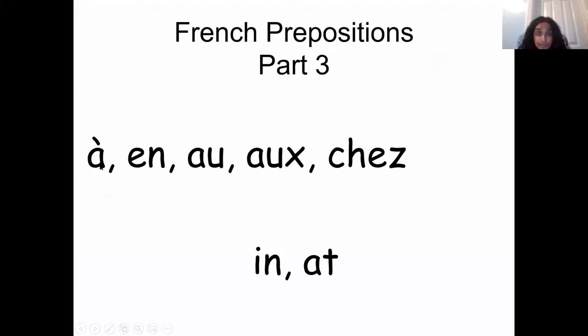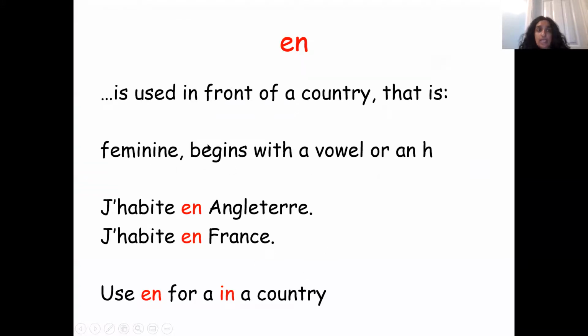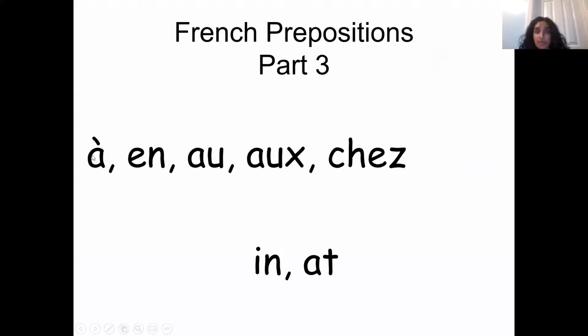We could say à, en, au, or chez. So à, which is our only one with the accent, en, au. Now these two sound exactly the same. The only reason we've got an X on this one is because it's used with the plural. Or chez, and they mean either in or at. When do we use which word? Which preposition do we use when?